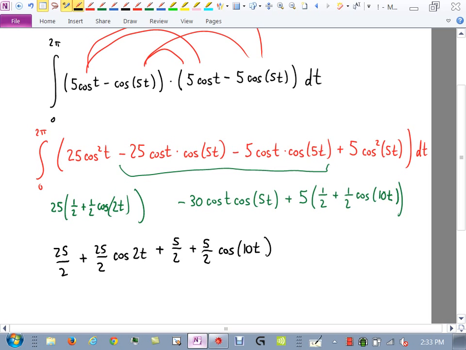Can you integrate all those? You could put the 5 halves together with the 25 halves if you wanted to, but the antiderivative of a constant with respect to t is going to be just t with that constant, right? Antiderivative of this, you'll be able to find. Antiderivative of this. So the only real issue is that one in the middle. And how did you get that one?